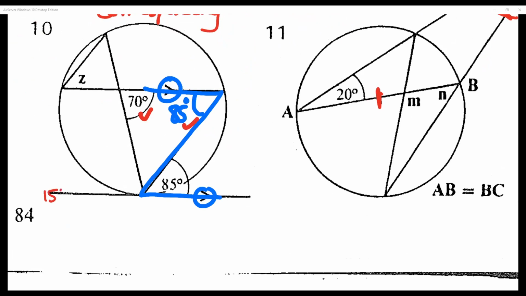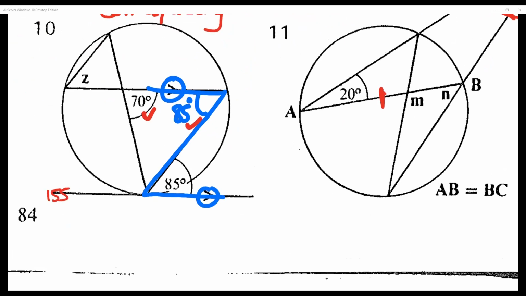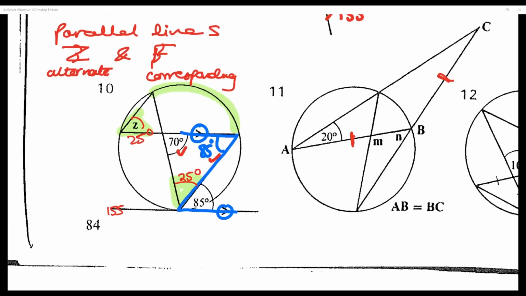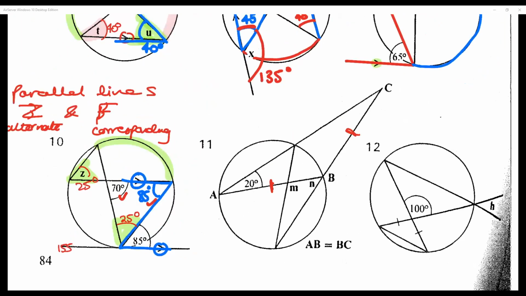So this one will be what? 25. What will Z be? 25. Why will Z be 25? Because those two angles are standing on the same arc. So that will be 25. All sorted? Okay, next question.